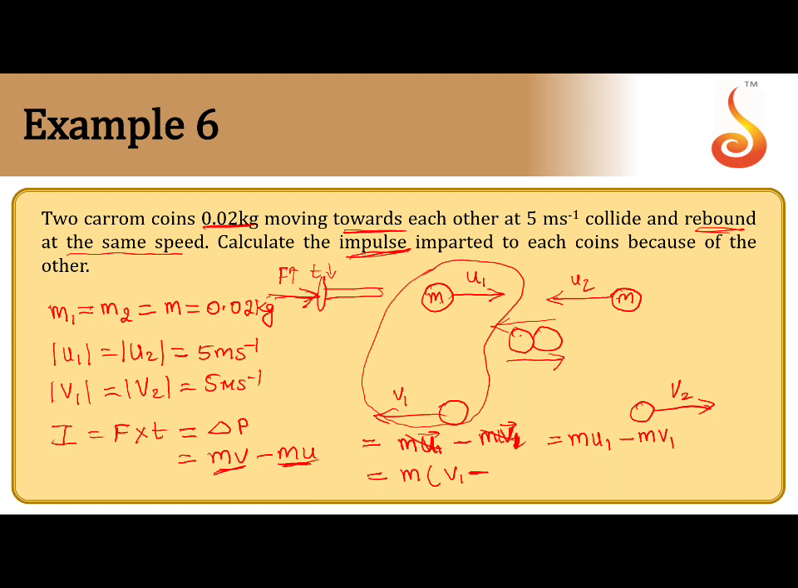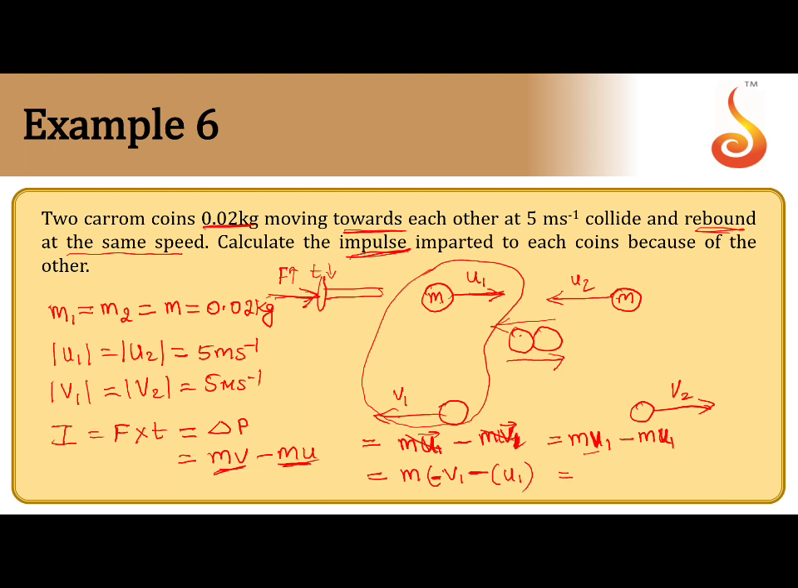So when I take m common out, v1 minus... I think I should have written here v1 and u1. Again, I made a mistake here. I am so sorry. It should be final minus initial, v1 minus u1. If I take u1 as positive, v1 should be taken negative, so I put a minus sign here. This will be my u1.